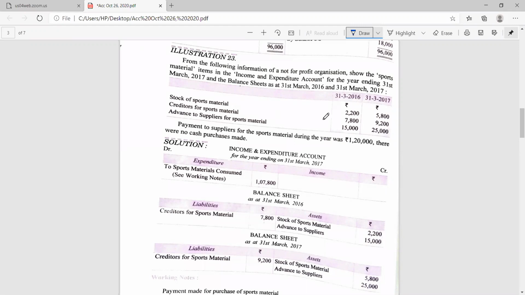The stock of the sports material is given to us. The creditors for the sports material are given to us. Advance to supplier for the sports material is given to us. And payment to the supplier for the sports material during the year was 1,20,000. There was no cash payment made. I'm repeating, stock is given to us, opening and closing.